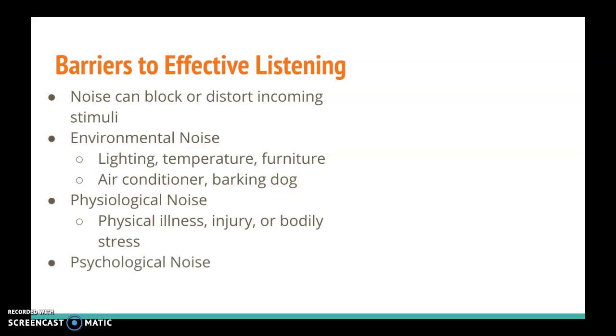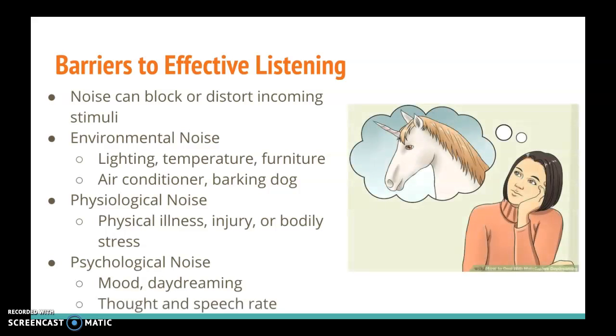We also deal with psychological noise. Psychological noise stems from our psychological state, which includes our moods and oftentimes our stress levels. And psychological noise could also potentially be daydreaming, so thinking about other things that aren't necessarily happening in the moment. And a lot of our psychological noise happens because there is a difference between the rate at which we think and the rate at which people speak.